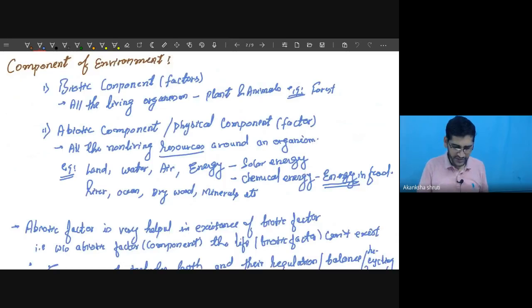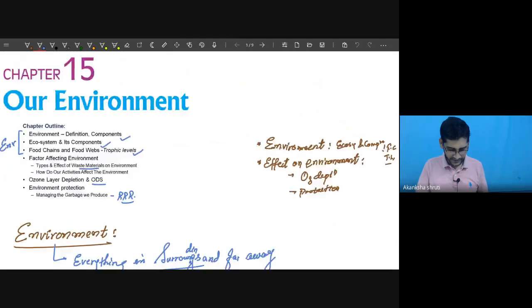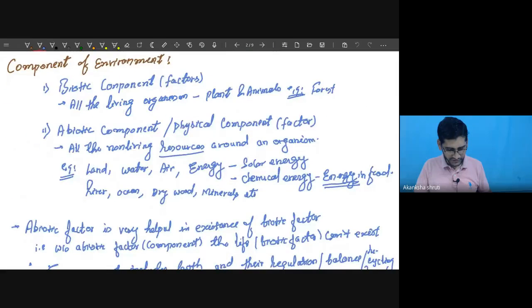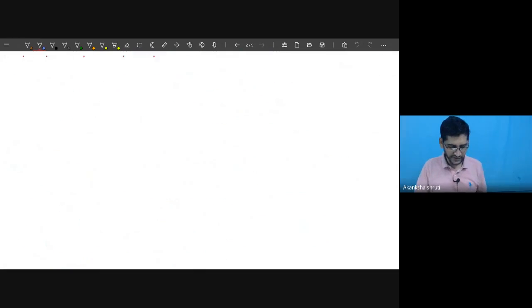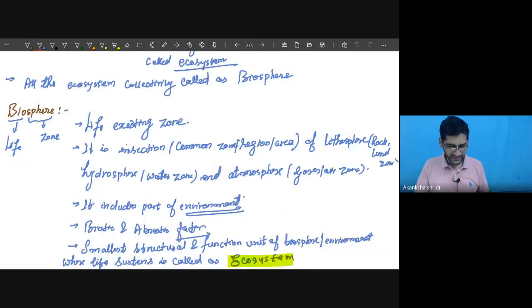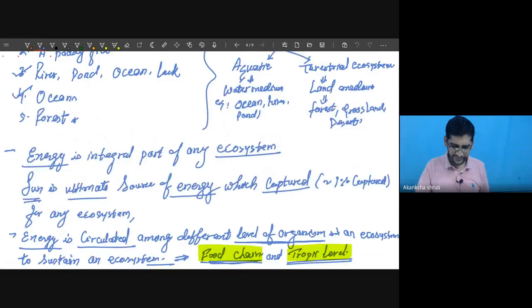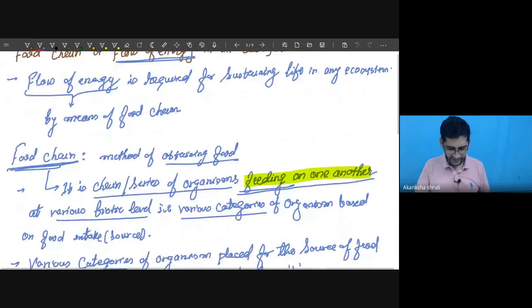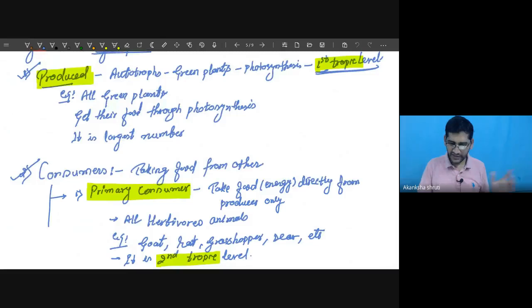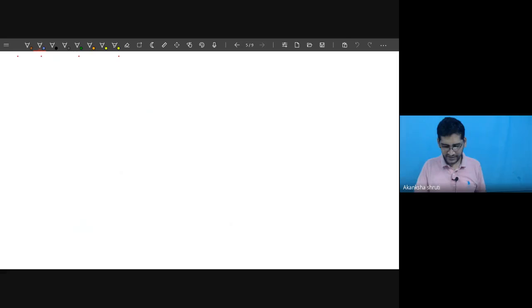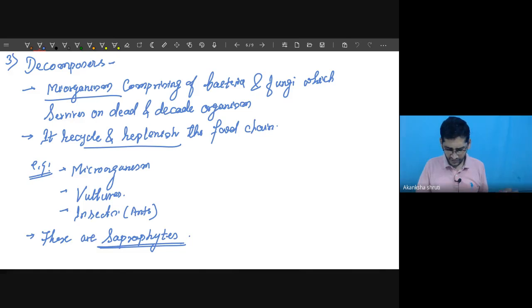So what are the common terms that you need to keep in mind? What is environment? Then what are biotic and abiotic factors? Then coming to ecology, what is biosphere? It is also asked. Then what is ecosystem? Then the components of ecosystem, like what is producer, consumer, decomposer. Additionally, what is primary consumer, secondary consumer, tertiary consumer, and what are the different trophic levels.